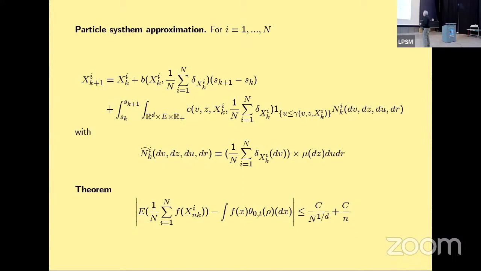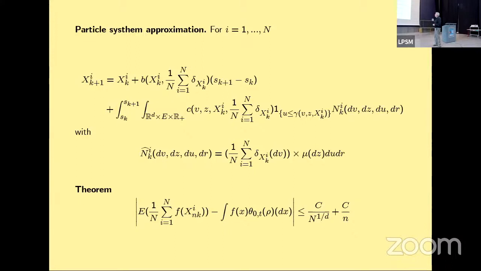And also I put the empirical measure in the coefficient. So I take this system. It's clear that this system can be computed in an explicit way, because if you have this k_i, you have all these quantities which are here, and so you can compute this k_i plus 1. Okay. So this is a particle system approximation, the particle system which approximates the solution of our problem.